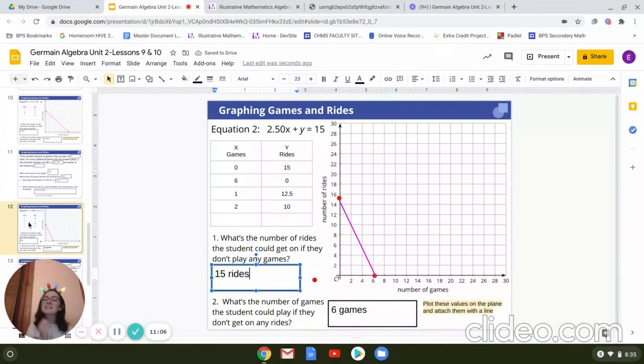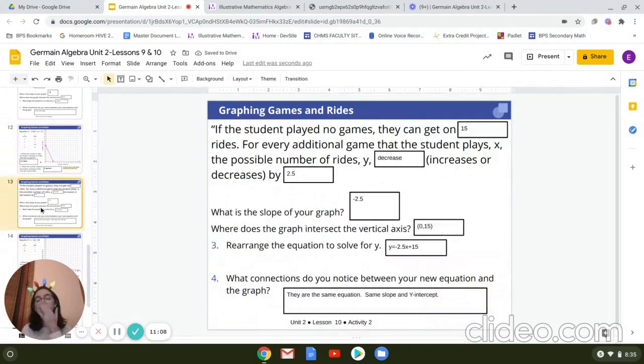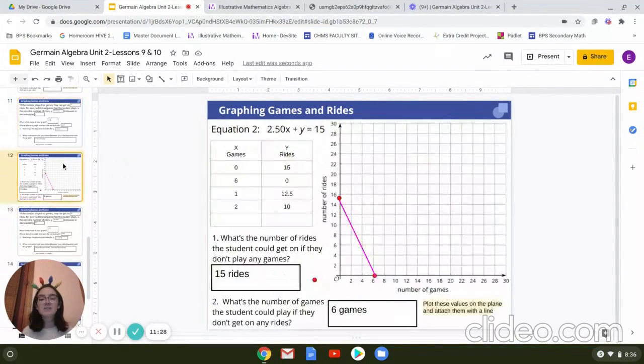Now let's take a look at these answers that we got for 13, okay? So if a student played no games, they could get on 15 rides. For every additional game that the student played, x, the possible number of rides decreased, but this time it didn't decrease by 1, it decreased by 2.5, because that was the rate of change on our x value here, right? And our y was 1, so we had a rate of change of 2.5.